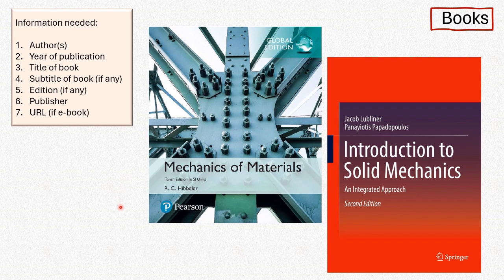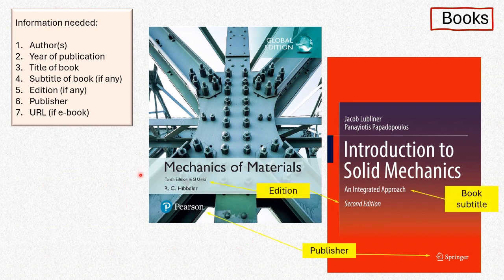So for example, this cover page of the book on the left hand side here, the title is Mechanics of Materials, so it has no subtitle. The author is R.C. Hibbeler, the publisher is Pearson, and it is the 10th edition. So now the right hand side book, the title is Introduction to Solid Mechanics. The subtitle is An Integrated Approach. So it is the 2nd edition and the publisher is Springer. So the year of publication usually can be found inside of the book.